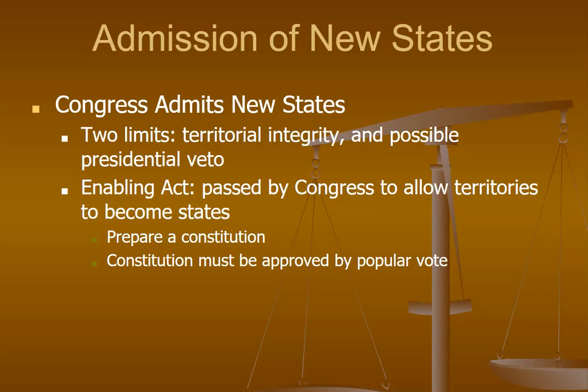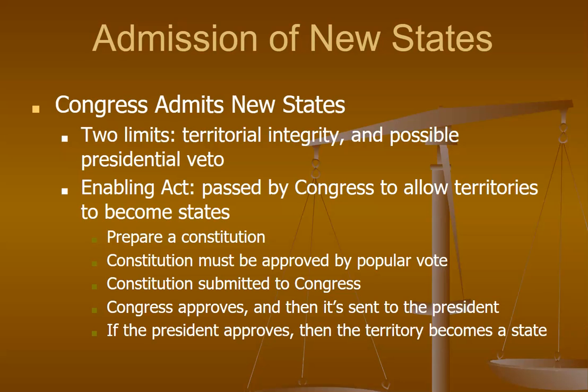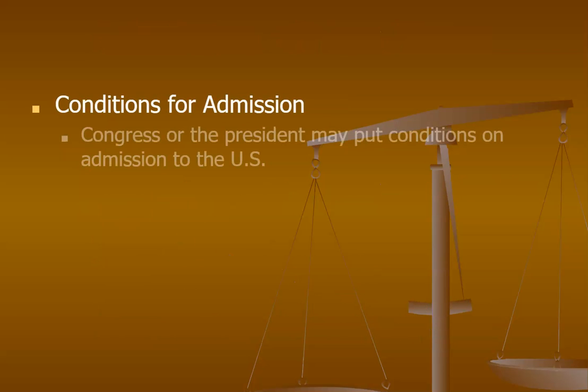So if Puerto Rico wanted to become a state, Congress would pass an enabling act, and then Puerto Rico, a territory of the U.S., would then write a constitution for itself, and then the people of Puerto Rico would have to approve that constitution. And then it's submitted to Congress. And then, if Congress approves, then it's sent to the president. Now the president can sign it, in which case it becomes a state. But if the president vetoes it, then it goes back.